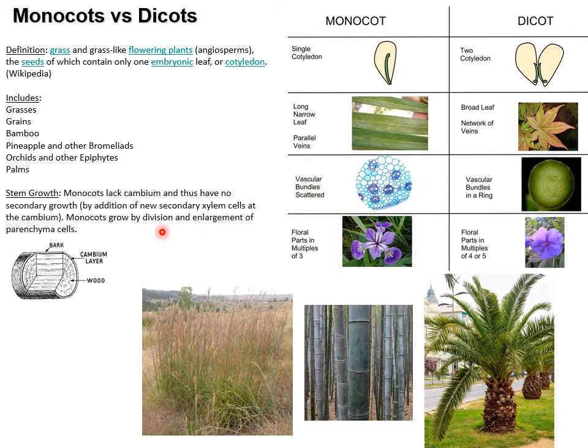And what this is referring to over here about parenchyma cells is that all these other surrounding cells here, these are all parenchyma cells in the remaining portion of the stem. And these parenchyma cells themselves will divide, and they will also grow in diameter. They will enlarge. So that's how a monocot grows, which is completely different than how a dicot grows.